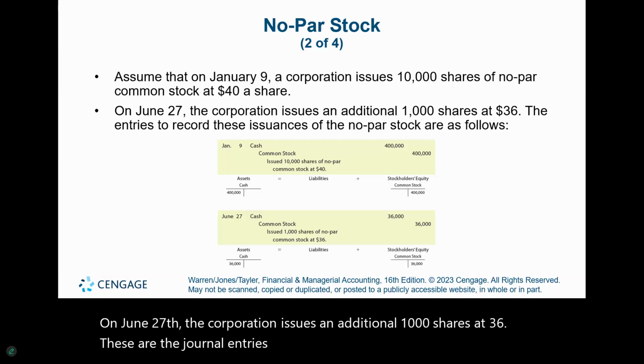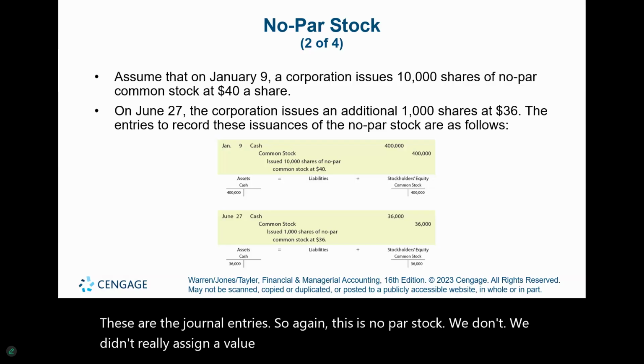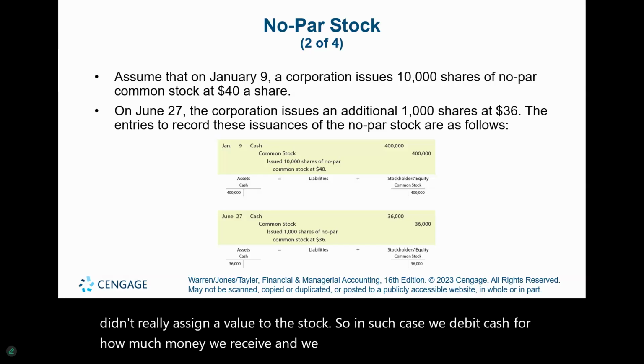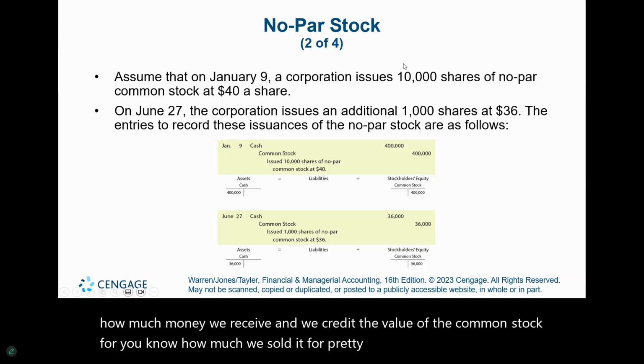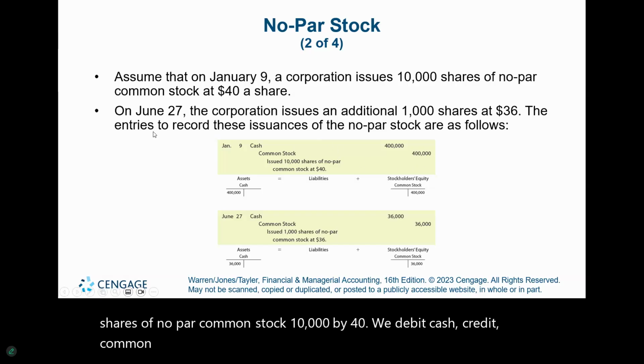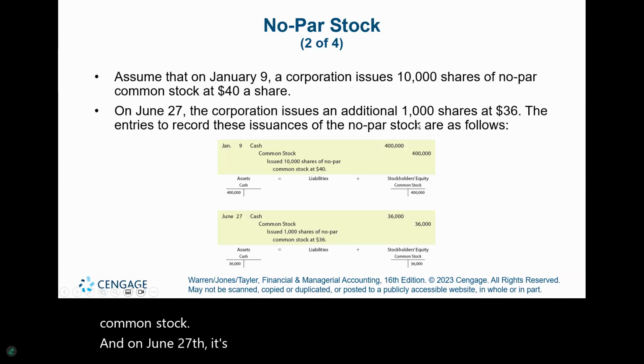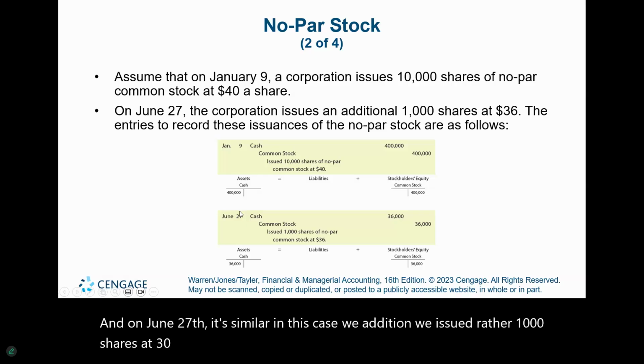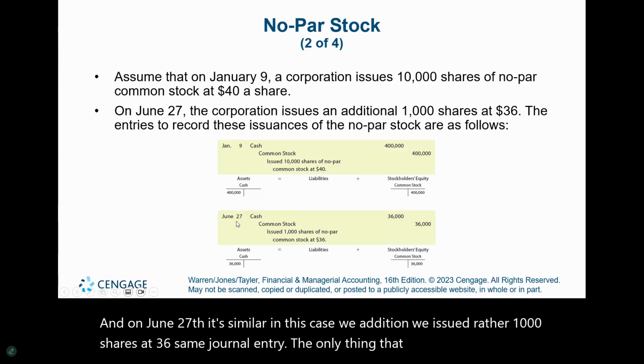So again, this is no par stock. We didn't really assign a value to the stock. So in such case, we debit cash for how much money we receive and we credit the value of the common stock for how much we sold it for, pretty much. So 10,000 shares of no par common stock, 10,000 by 40. We debit cash, credit common stock. And on June 27th, it's similar. In this case, we issued 1,000 shares at 36. Same journal entry. The only thing that changes is the amount.